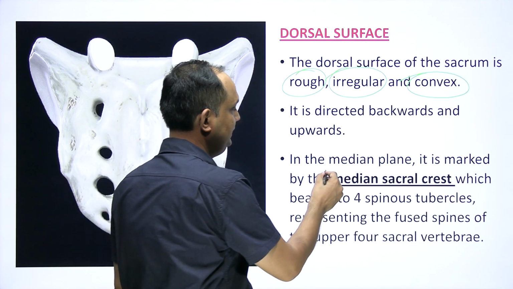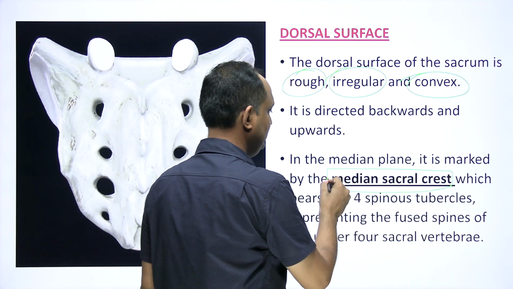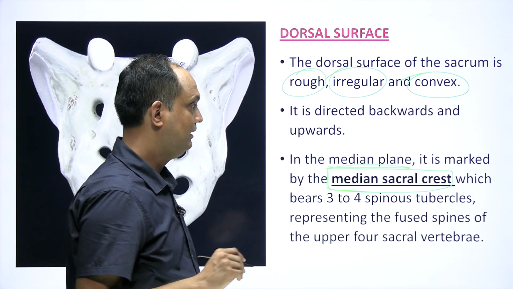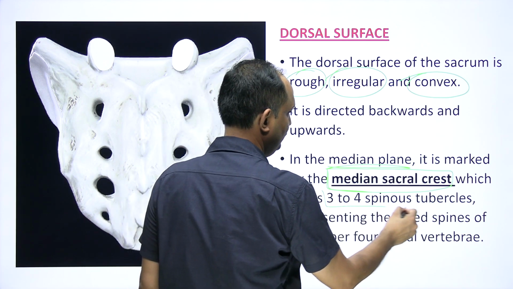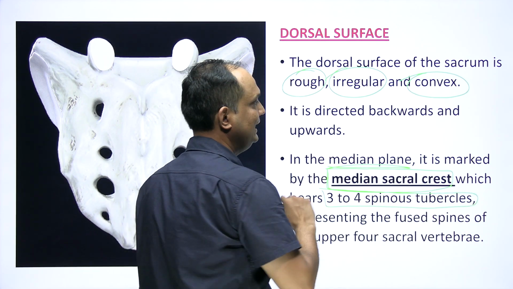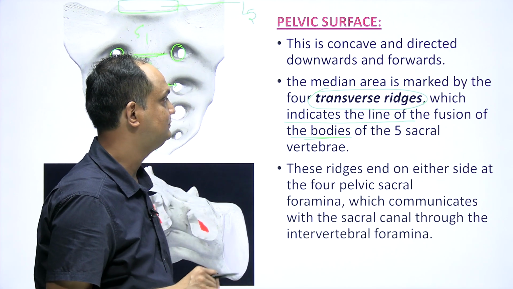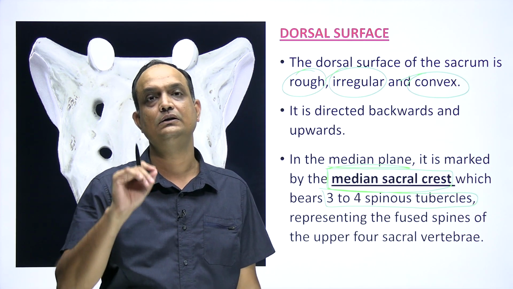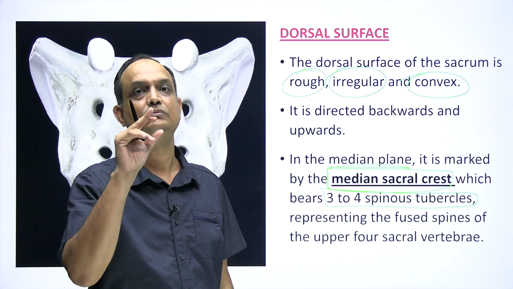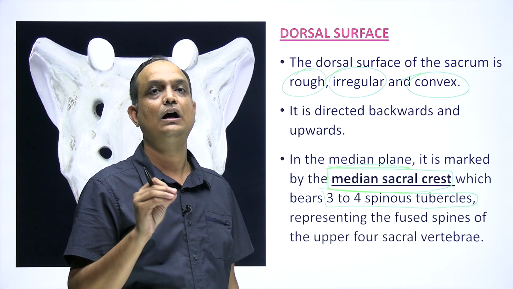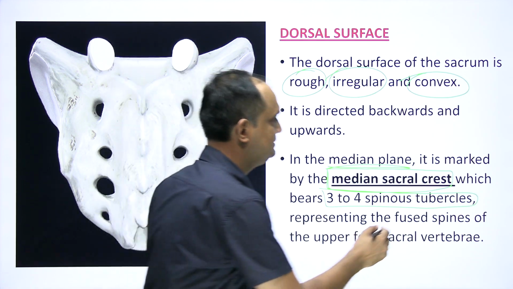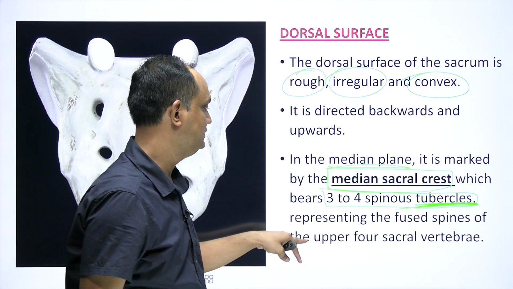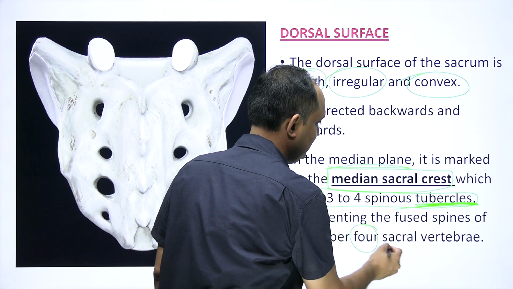So first, what is the median sacral crest? In the median plane, you have the median sacral crest, which bears 3 to 4 spinous tubercles. You know that every vertebra has a spine in the midline posteriorly, and the spines of the sacral vertebrae merge with each other, and are now known as spinous tubercles rather than spinous processes. These represent the fused spines of the upper 4 sacral vertebrae.